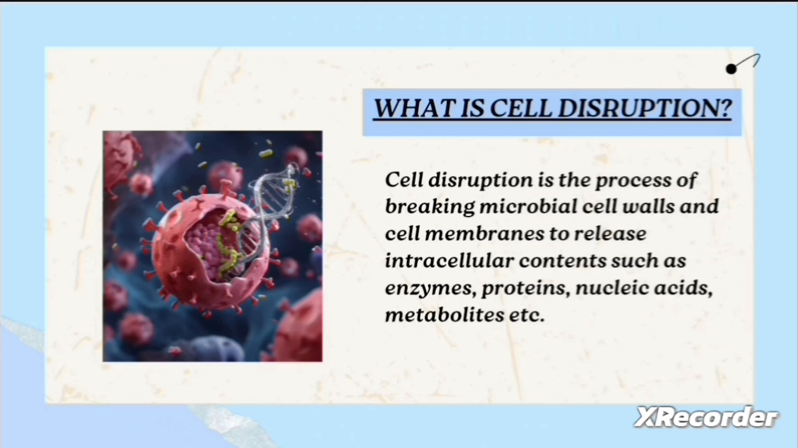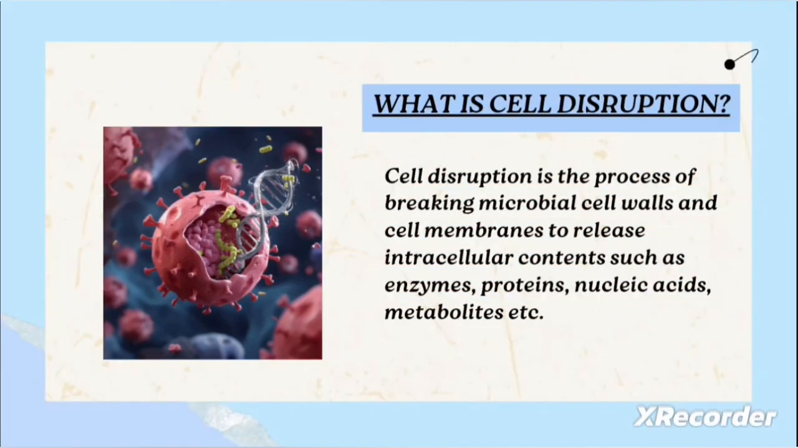So cell disruption is the process of breaking the microbial cell walls and cell membranes to release the intracellular contents of the cell, such as enzymes, nucleic acid, metabolites, etc. Now we all know that microbial cells have many protective barriers like cell walls and cell membranes that maintain the cellular integrity and prevent the leakage of their internal components. Thus, cell disruption simply refers to the use of physical or chemical methods to break down these protective barriers and help in releasing the intracellular contents of the cell.